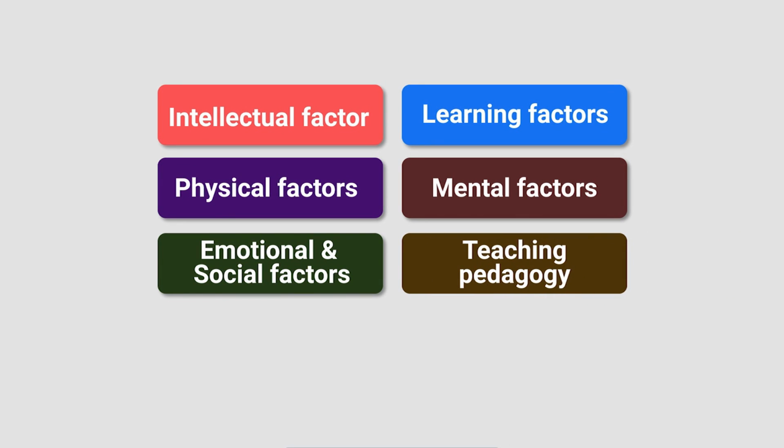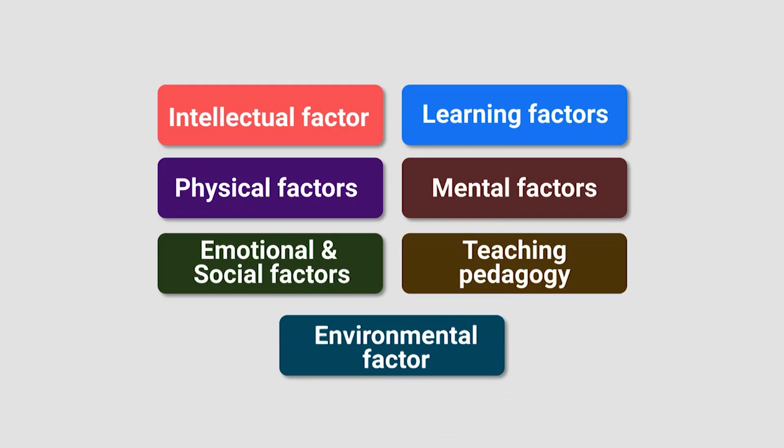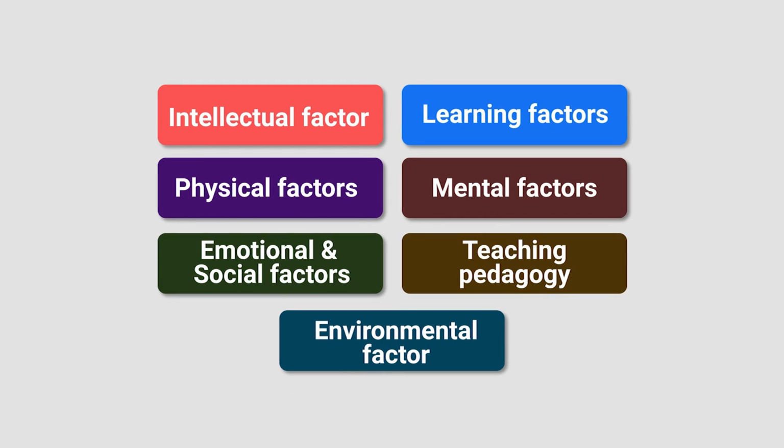The teaching pedagogy plays an important role in learning. The way in which the child is taught affects the pace of learning of the child. The seventh is the environmental factors. The efficiency and pace of learning will increase if the place in which the learning takes place offers the right kind of environment. Since every child learns at a different pace, our classrooms need to be set up to support effective individualized learning with teachers taking on the facilitator's role.